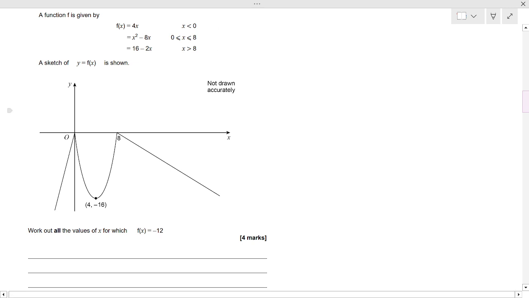We are given this function here, and we need to find all the values of x when f(x) is minus 12. So what that means is, well, the best way to do this is to equate all three individual parts to minus 12 and solve it and see if we get a solution. So let's do the first one. That's going to be 4x. That's the first equation, 4x equals minus 12, because that's going to be f(x). So then x is going to be minus 12 over 4, which will be minus 3.